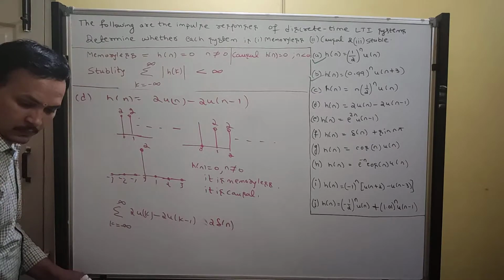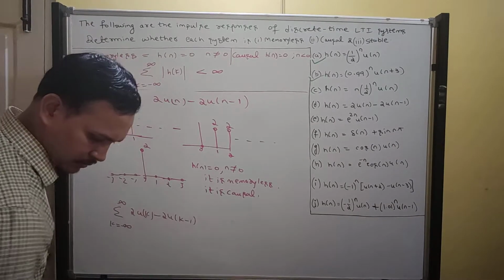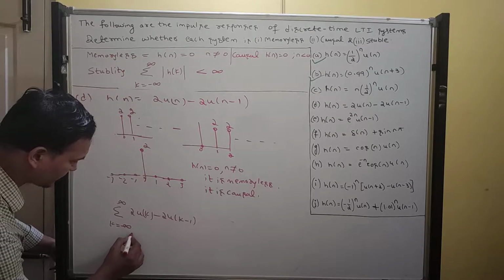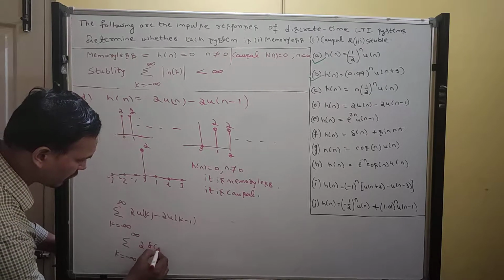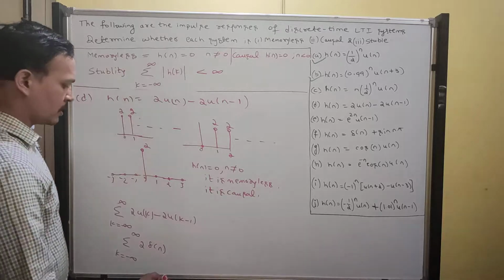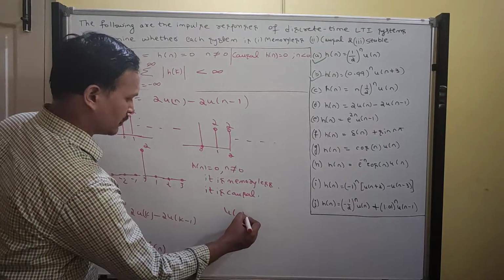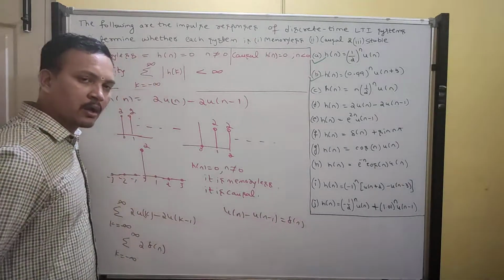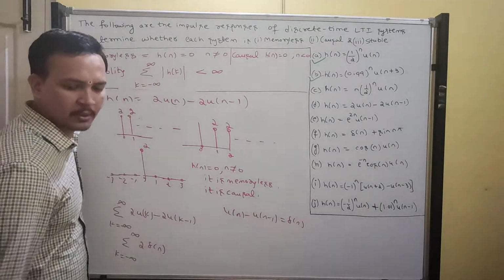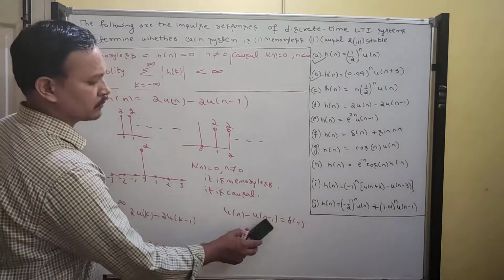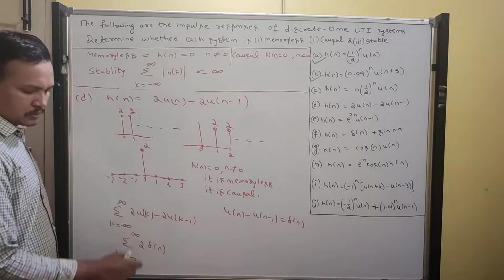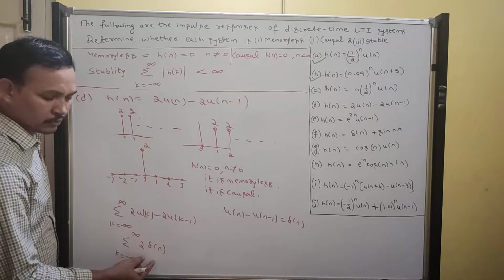These things, I can write as 2 into del of n. Now summation k equals minus infinity to infinity of 2 del of n. However, u of n minus u of n minus 1 is equal to del of n. It is also a property, the impulse property. However, the magnitude is 2, so I can write this sample as 2 del of n.